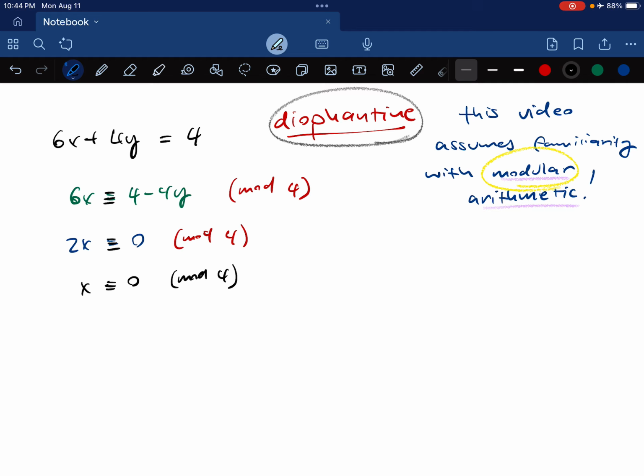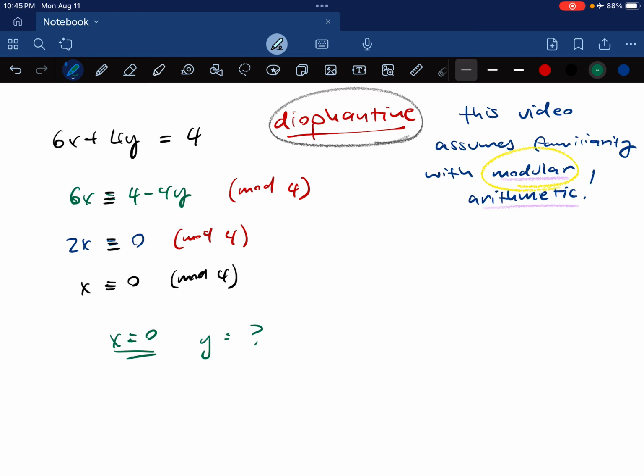And so what does this mean? Well, from this we can actually get one solution. Any x that is 0 mod 4 would satisfy this equation. So for the sake of simplicity, let's just take x equals 0. So what is y when x equals 0?